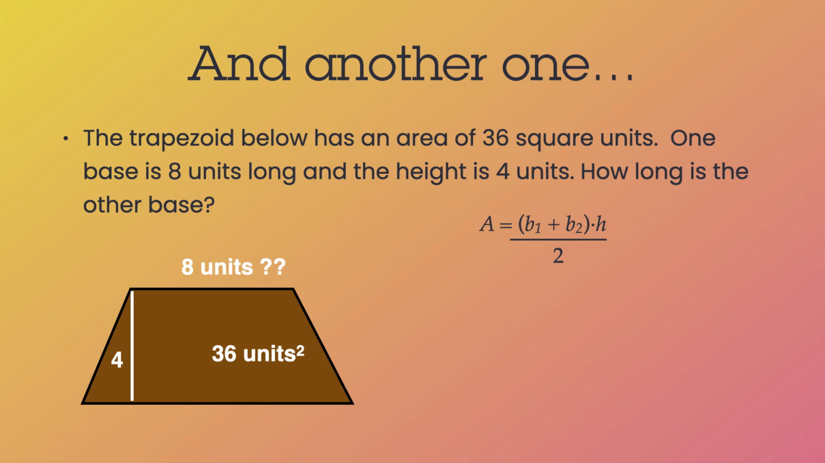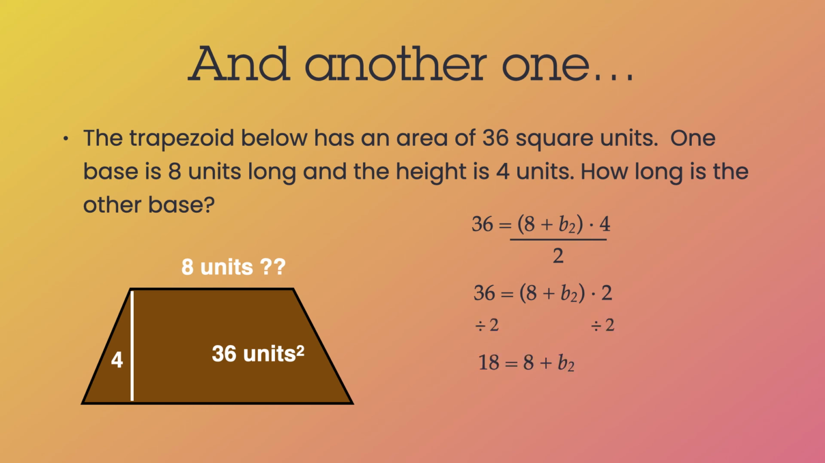So the area is 36. Let's put that 36 in for A. And we're going to go ahead and put the 8 in for B1. And then the 4 in for H because that's our height. Now that we've got everything substituted in, let's go ahead and start simplifying. Now since we have something on the right times 4 and then divided by 2, we can simplify the 4 divided by 2 to get 2, because 4 divided by 2 is 2. Now, though, you could, if you wanted, distribute the 2 into those parentheses, but I feel like it's a little simpler if we just divide both sides by 2.